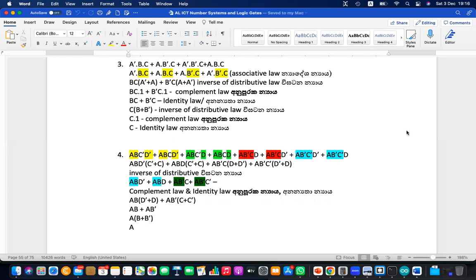So how we can solve this? Even for four variables it's possible, right? Even if there are four variables, you can simplify it. Okay, I think now you have a clear idea about how these laws are applicable. So mostly this kind of question will be there in your question paper, and it's solvable.